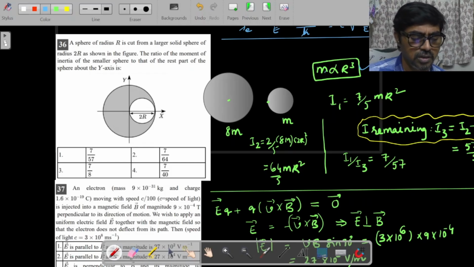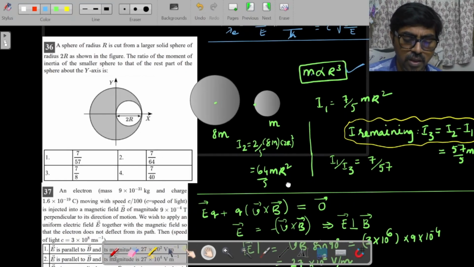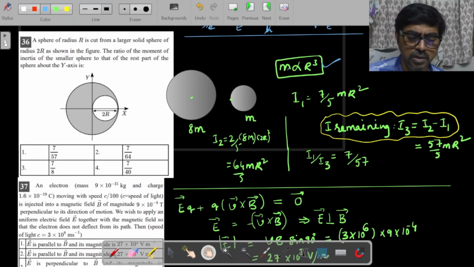First they are talking about the moment of inertia about its axis, about its diameter, for the bigger sphere. I2 I am writing as 2 by 5 mr square, but the mass is 8m here and the radius is 2r. If you simplify it, you will get 64 by 5 mr square, that is the moment of inertia of the bigger sphere, that is I2. Moment of inertia of the smaller sphere, not through its diameter, but about this axis, if I calculate, it will be 7 by 5 mr square, 2 by 5 mr square plus mr square. Alright, that is I1. This is for the smaller sphere and this is for the bigger sphere.